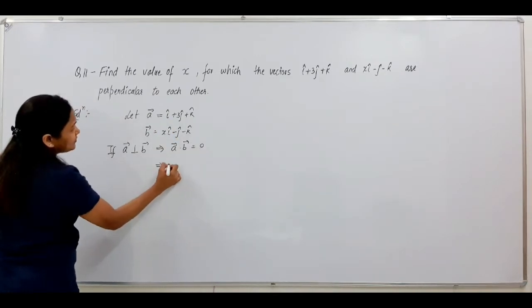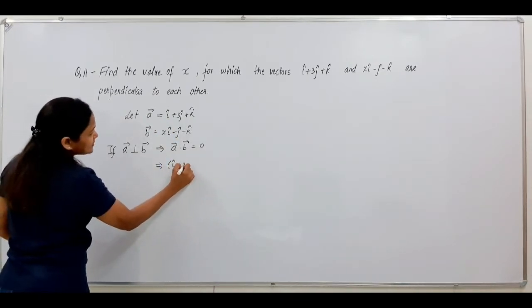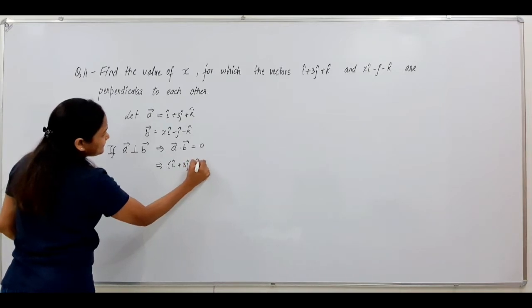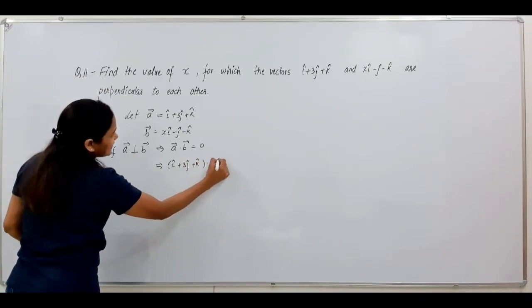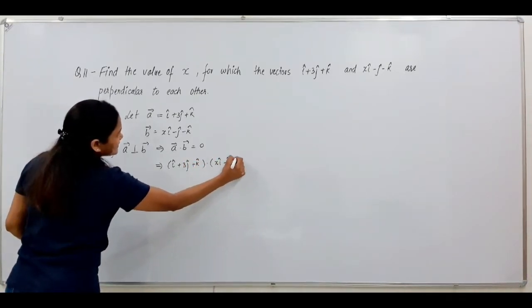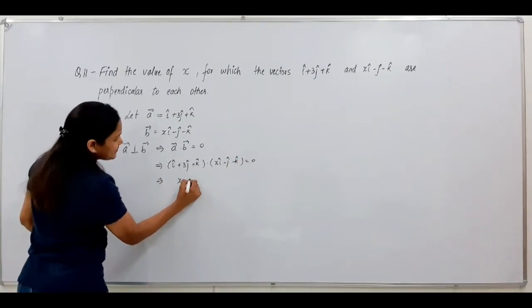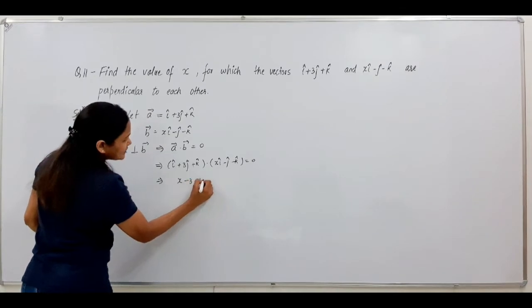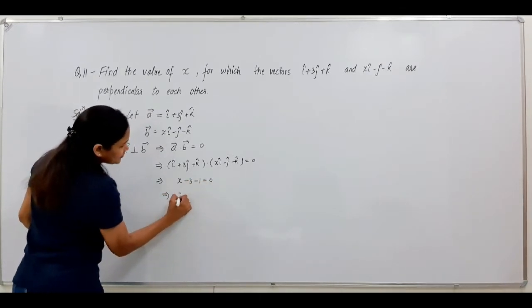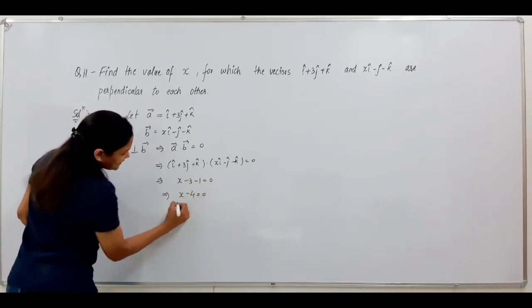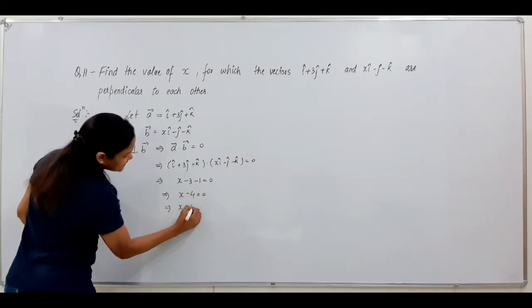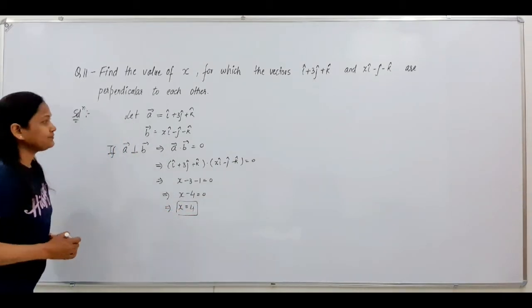We know that if A is perpendicular to B, that means A dot B is equal to 0. Now taking the dot product of these two, i plus 3j plus k dot xi minus j minus k is equal to 0. So this is x minus 3 minus 1 is equal to 0. So x minus 4 is equal to 0, which implies x is equal to 4.